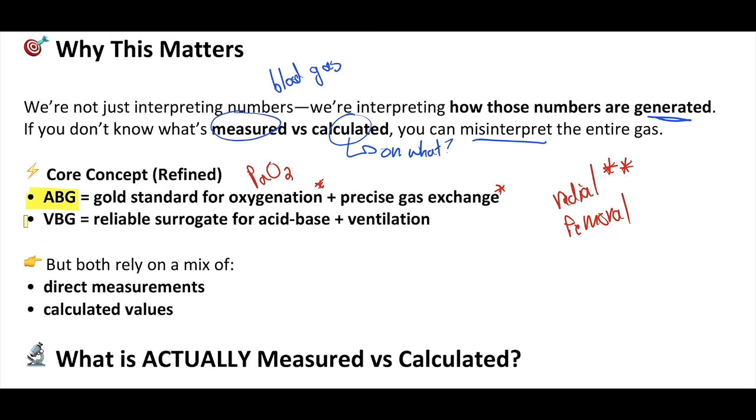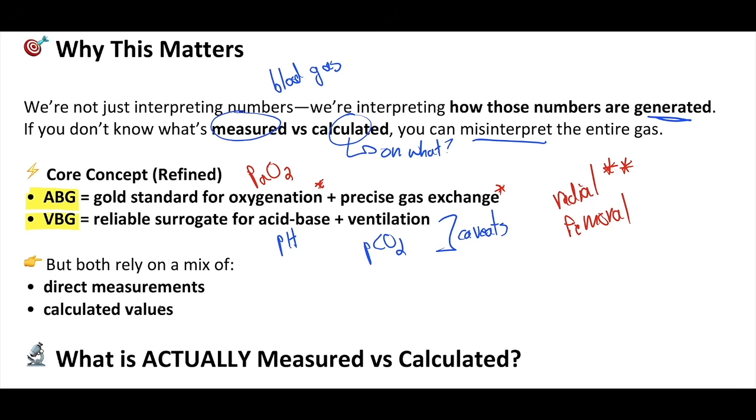A VBG, on the other hand, is taken from the venous blood, right? You can take this from any vein if you have an IV that draws back, things like that. So this is venous blood, and it will not give you as accurate a view on things. It is completely inaccurate for some things, like the PaO2. It can give you a fairly reliable surrogate for things like acid-base, pH, and ventilation, PCO2. But there are some caveats here, and we'll go through what those caveats are.